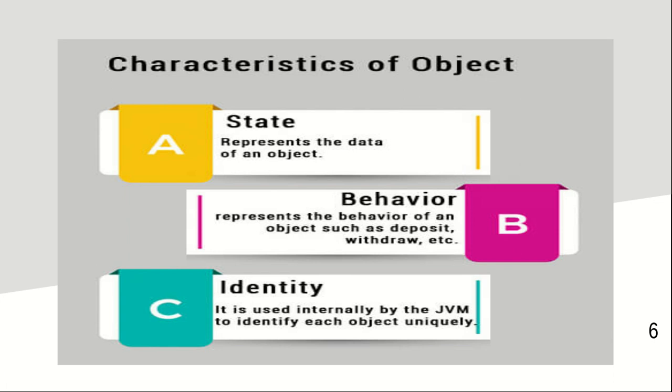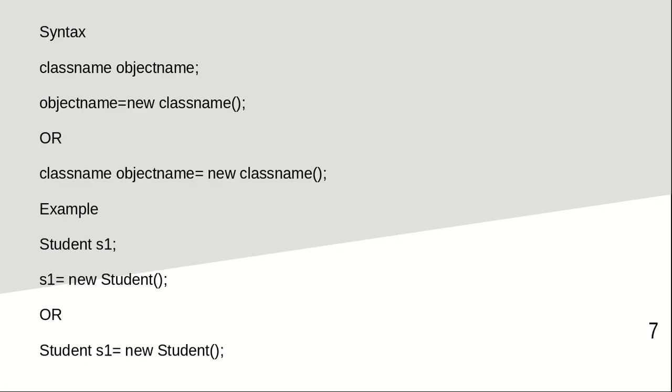Every object has an identity to uniquely identify that object. Then, the syntax to define the objects: we have to follow the syntax. First of all, we use the class name, then the object name and a semicolon. Then object name equal to new class name.